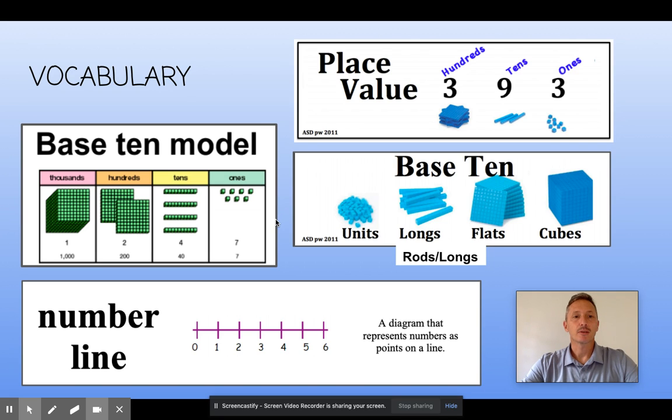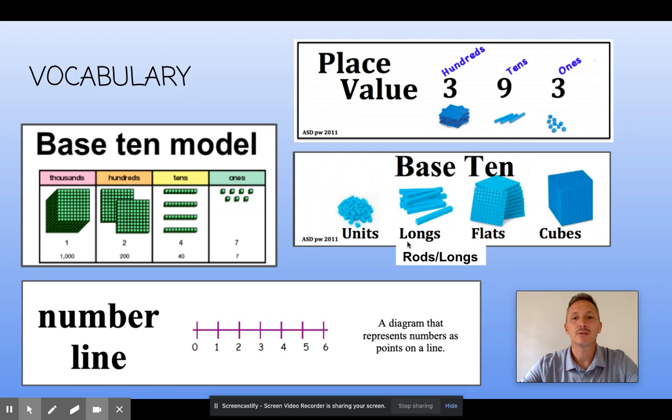Some of our vocabulary: the base 10 model, that's thousands, hundreds, tens, and ones. Place value means what is the value, how much is each number worth in that place. So in the hundreds place, how much is that 3 worth? In the tens place, how much is the 9 worth? And the 3 in the ones place, that should look like 3 ones, what that would look like.